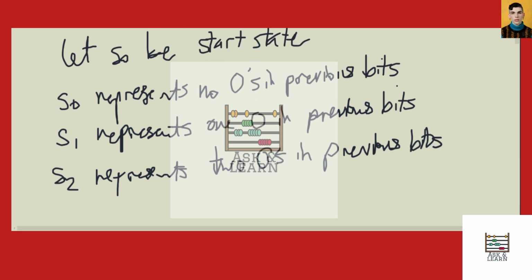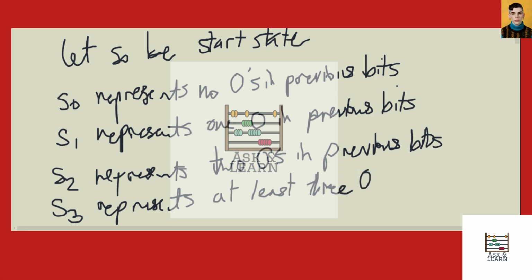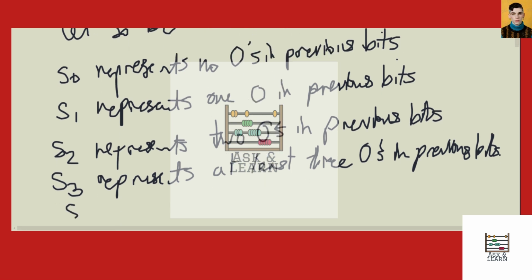And S3 is going to represent there were at least 3 zeros in the previous bits. And it follows that S3 is the final state.